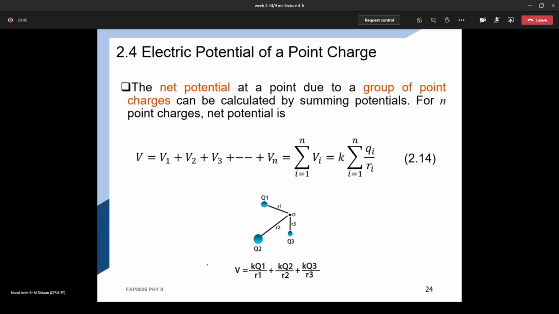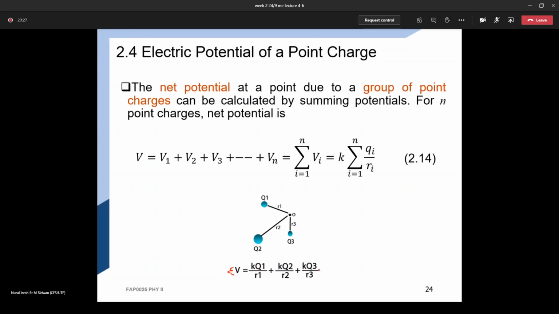So here, if the question asks you to find the net potential, for example, the net potential of a point due to a group of point charges, it can be calculated by summing all the potentials. So let's say you have three charges, Q1, Q2 and Q3 here. Look at this carefully. How do you calculate the net potential? I put the summation here to show that it is a net potential, and then you just add them up. All charges will have kQ over r. So Q1 is kQ1 over r1, and then follow suit.